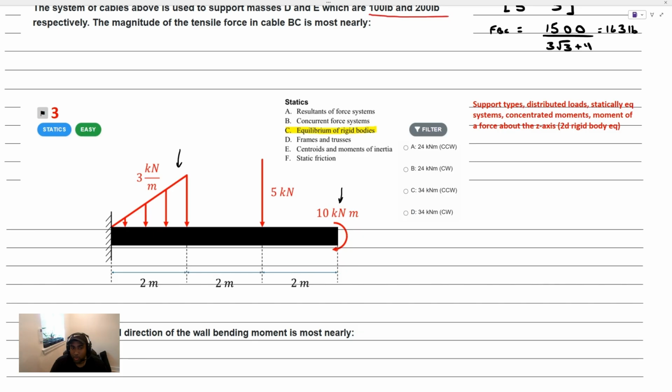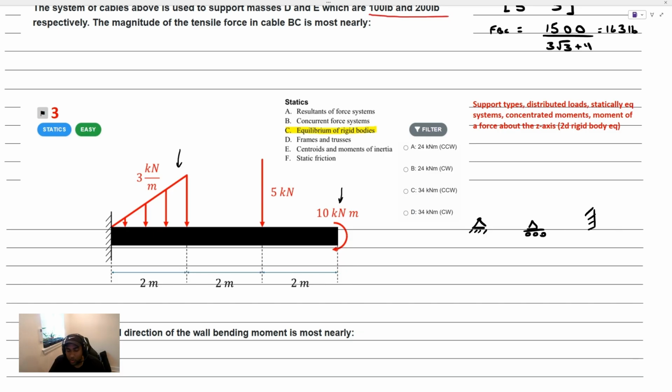Okay, this is a good opportunity to review support types. We have a cantilever here. Another common support you might see on the FE exam is a pin support. Another one is a roller support here. And then, of course, we have the cantilever system. And we have some 3D supports as well. But what's really important is to understand how you come up with the support reactions.